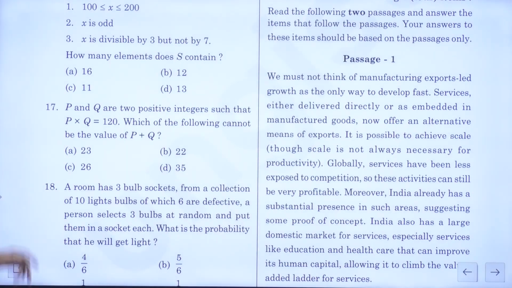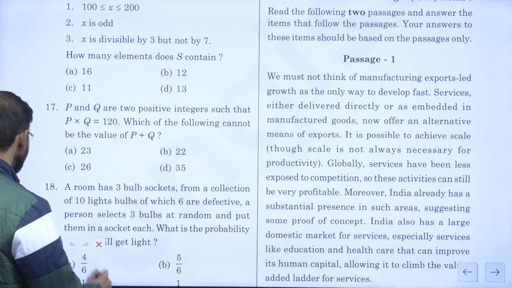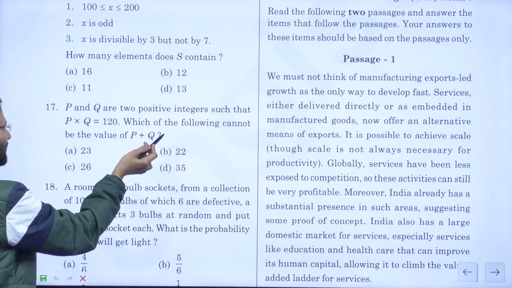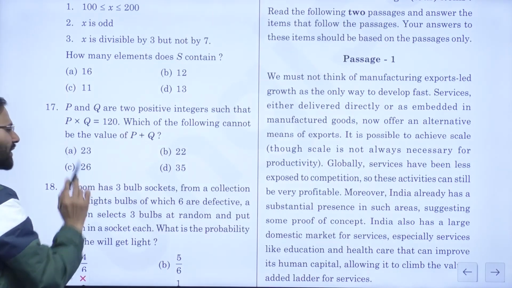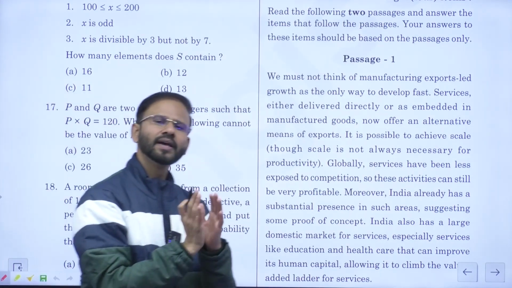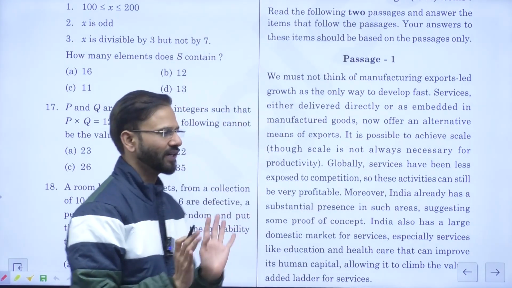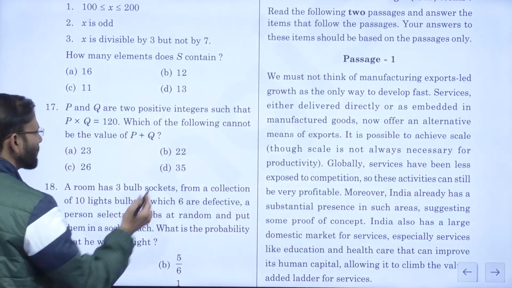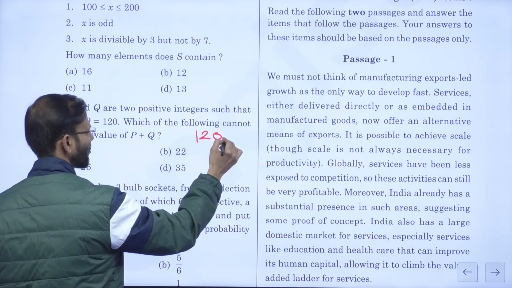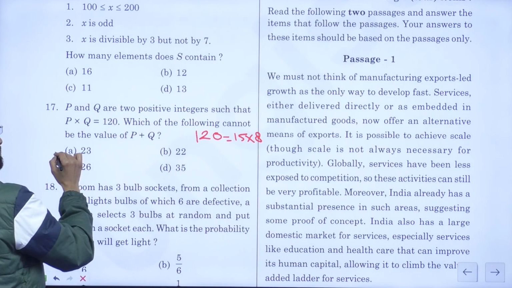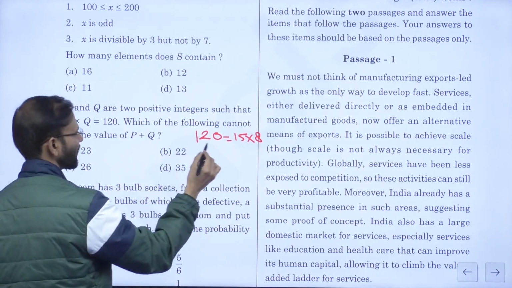Guys, come to question number 17. It's a good question. This question says P and Q are two positive integers such that P into Q is 120. Which of the following cannot be the value of P plus Q? Here you have to factorize 120 and add the factors. We need to find what cannot be the answer. 120 can be 15 into 8, so 15 plus 8 is 23. 23 is there.